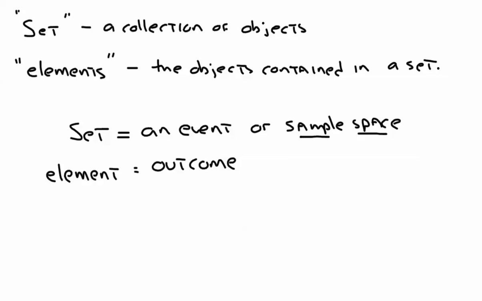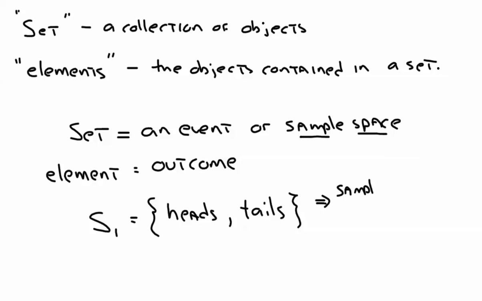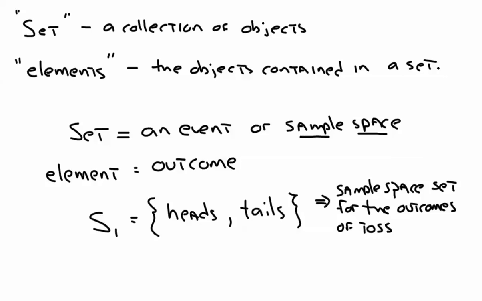So, for example, just a real simple one. Here's a set. S1 might be, in curly brackets, heads and tails. This is a set of possible outcomes for flipping a single coin, and it happens to be the sample space for all possible outcomes for flipping a single coin. It's a sample space set for the outcome of tossing a single coin. I think you should be able to get the hang of it there.